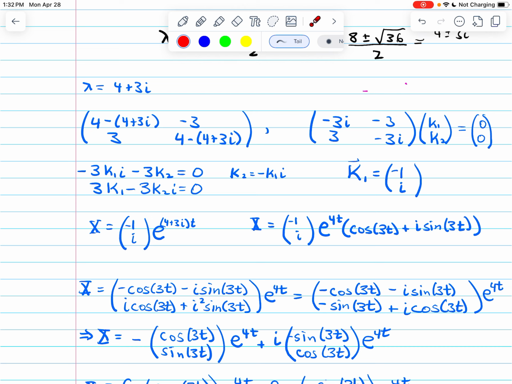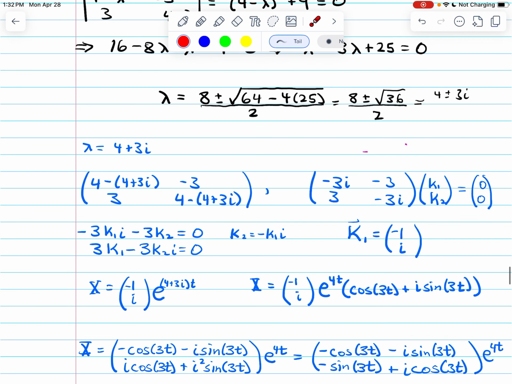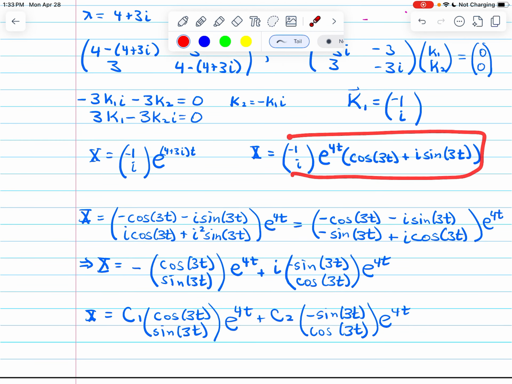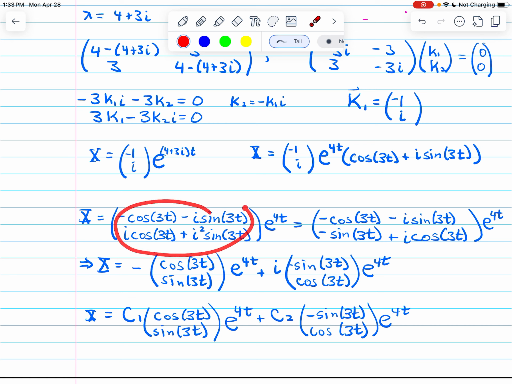Now the next thing I do, I'm not going to go to the next eigenvalue. I'm not going to go back up here to the 4 minus 3i. I'm just going to stick with this right here. And I'm going to try to get two independent solutions out of this. And here's the way I go. I go ahead and multiply this out. I multiply -1 times this, i times this, and get a new vector here. So all I did was multiply this through the eigenvector, and I got this.